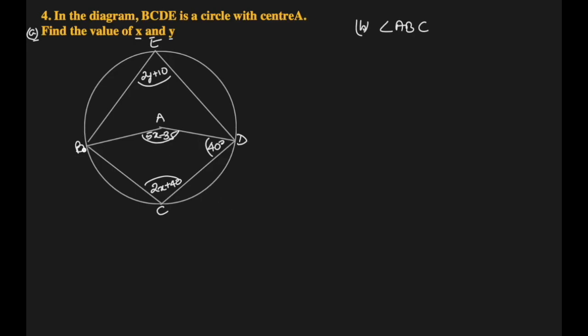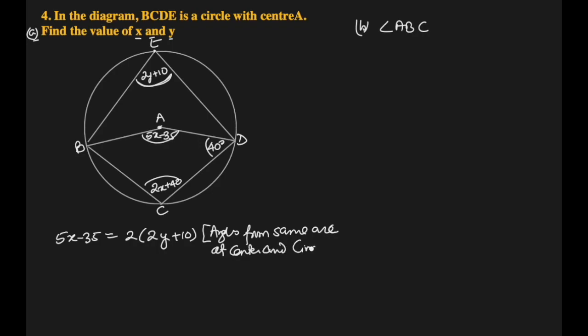Now we know in circle theorem that the angle from an arc BD at the center will be double the angle at the circumference. Okay, so we will write here angle 5x minus 35 will be double of 2y plus 10, right? And the reason we'll give here, angle from same arc at center and circumference. Okay, so now we'll get an equation out of this. 5x minus 35 equal to 4y plus 20. So it becomes 5x minus 4y equal to, this 35 will come here, 55. This is equation number 1.